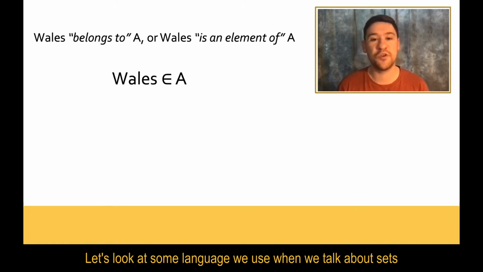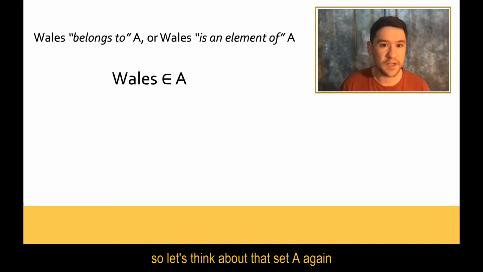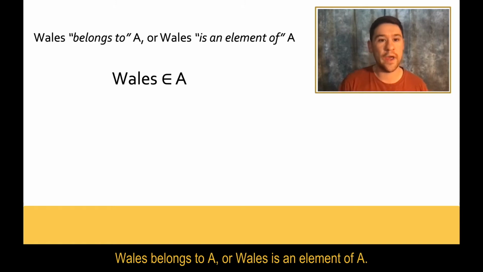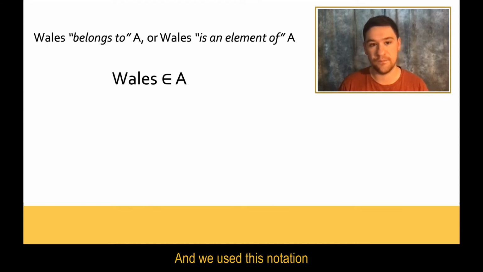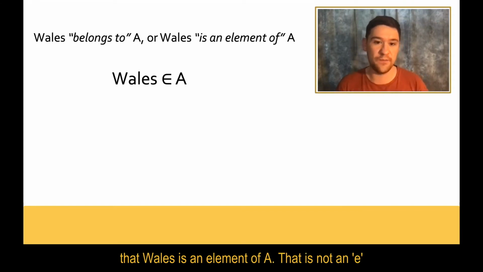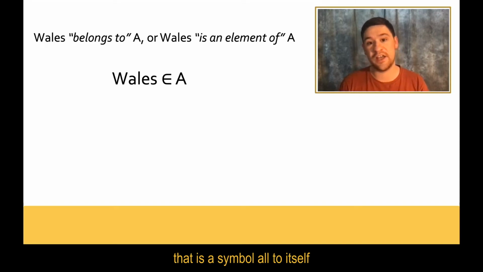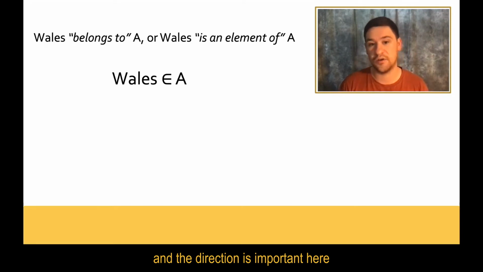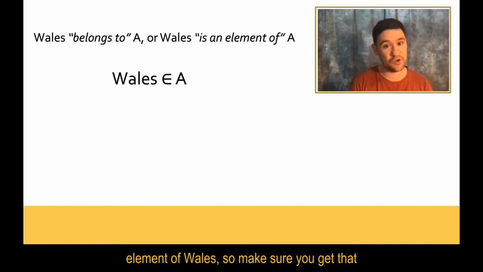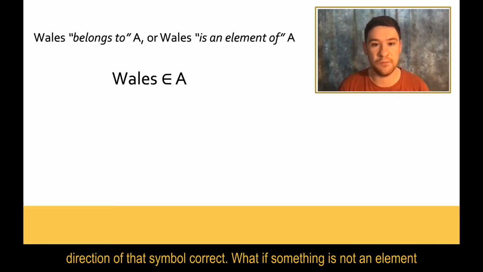Let's look at some language we use when we talk about sets. Let's think about that set A again, the set of all countries in the United Kingdom. Wales belongs to A, or Wales is an element of A. We use this notation, this little funny E thing, to say that Wales is an element of A. That is not an E, that is a symbol all to itself, and the direction is important here. Wales is an element of A, not A is an element of Wales. So make sure you get the direction of that symbol correct.